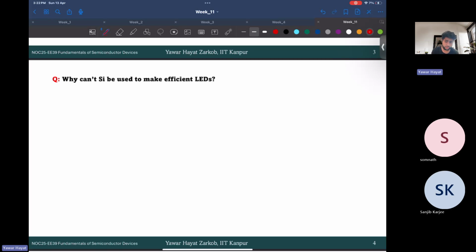So the first question is, why can't silicon be used to make efficient LEDs? What do you think would be the justification, or should I say an answer for this? Due to indirect band gap. Silicon is indirect band gap, right? So the right answer to this is silicon is indirect band gap. And what is the consequence of that? What happens if silicon is indirect band gap? Why does it not lead to efficient LEDs?